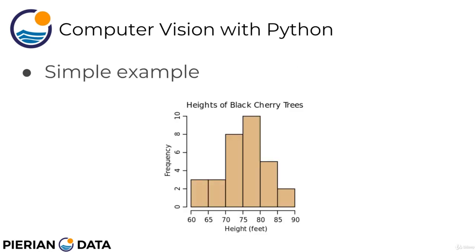So here's a simple example that has really nothing to do with images, but on the x-axis we have some sort of continuous feature. In this case, it's how tall these trees are in height. So then we have these bins, and on the vertical axis we have frequency. Basically the way you read this is you have 3 trees that are between the heights of 60 and 65, as well as 3 trees that are between the heights of 65 and 70. And then that third bin, counting from the left, between 70 and 75, it looks like it marks about 8. So then you have 8 trees that are between 70 and 75 feet.